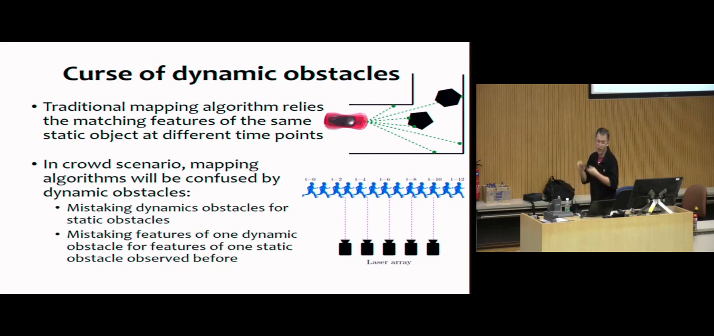However, if you have moving obstacles in the scenario, there are two difficulties. The first is that the moving obstacles may occlude the features on the static obstacles. Second, the features on the moving obstacles may confuse the robot. The robot may mistake the features of the moving obstacles for the features of some static obstacles it observed before. So if you have these two problems, then the entire SLAM algorithm will fail.